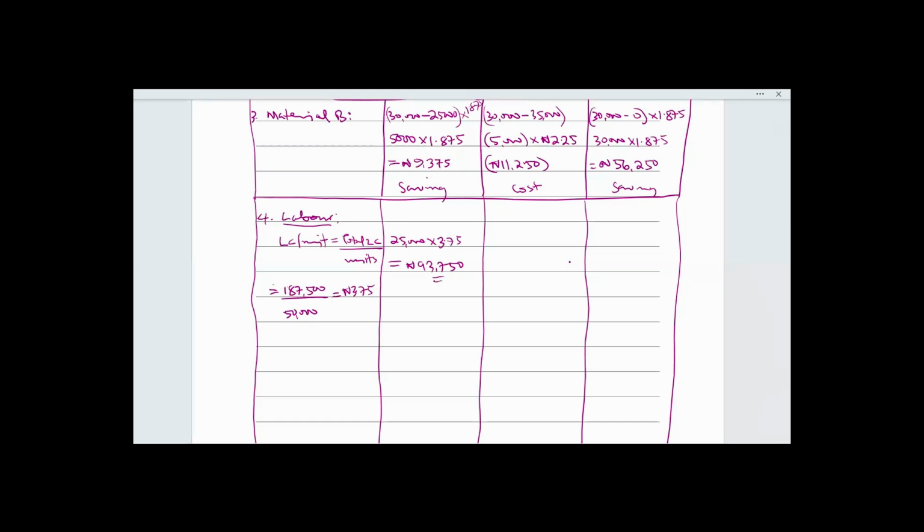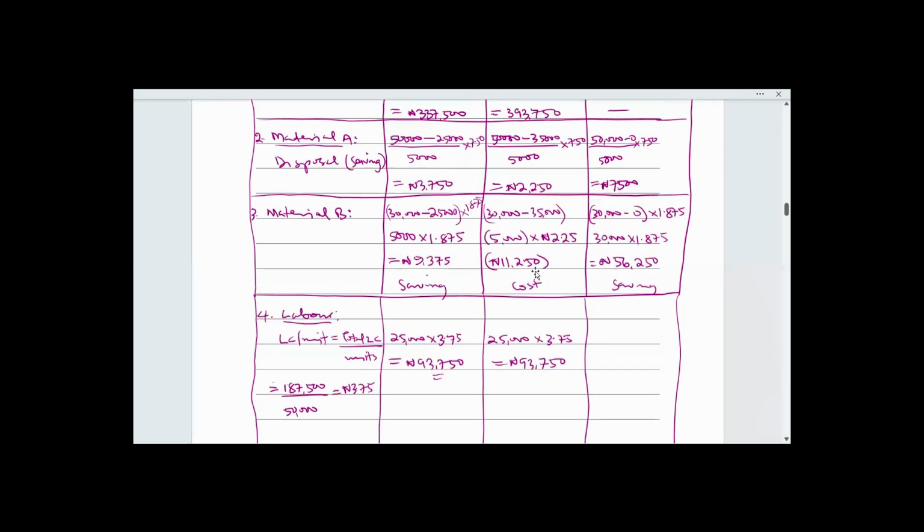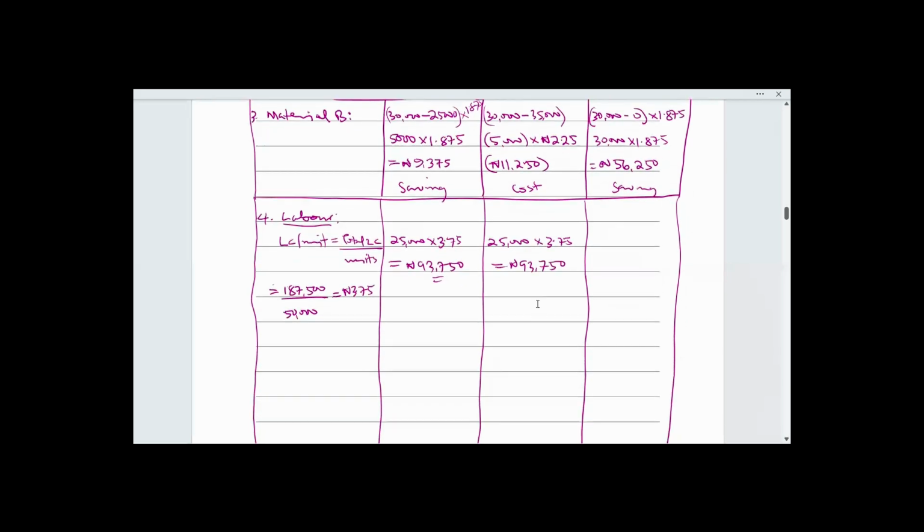Under option 2, remember, the examiner has told us that the company has capacity to produce only 25,000 units. So, under option 2, which is to produce 35,000, I will first of all take the 25,000 that the company has capacity to produce, which is equal to 93,750. Now, out of the 35,000 that I want to produce, I have produced 25,000 based on the capacity of the company. The remaining 10,000 units that I need to produce, I will hire.